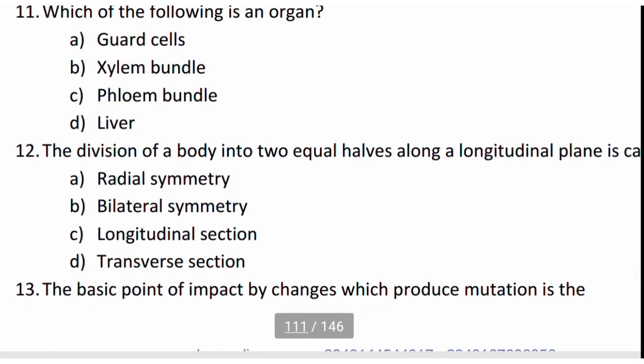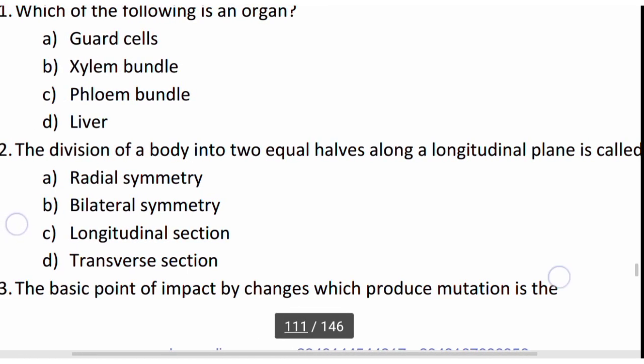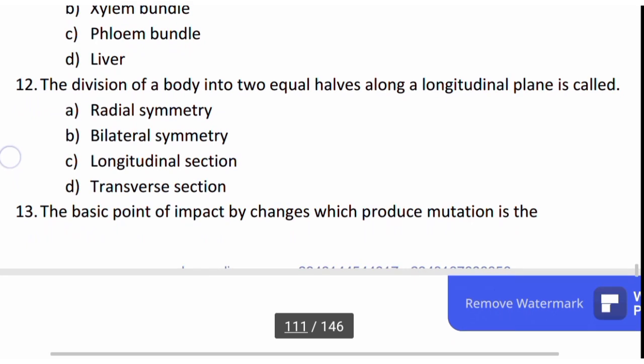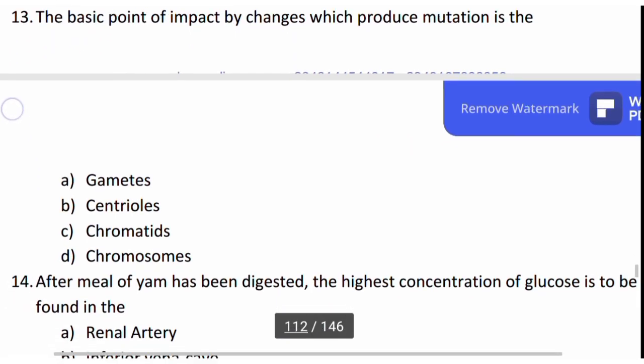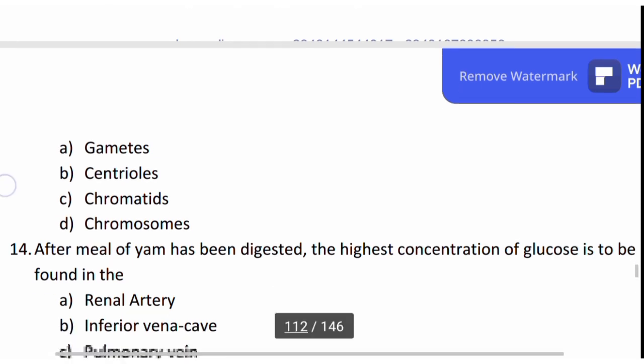The basic point of impact by changes which produce mutation is the dash. Okay, we're going to scroll to that. So we say the one that produces mutation. Scroll to that. A, gametes. Okay, scroll again. B, centroids. C, chromatids. D, chromosome. The answer is chromosome.